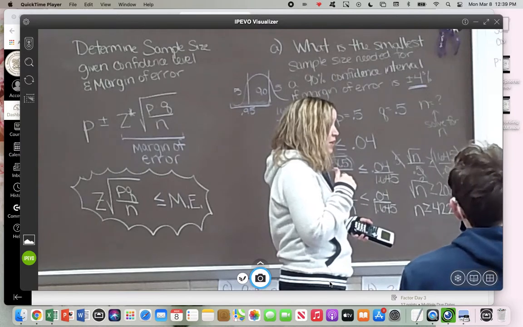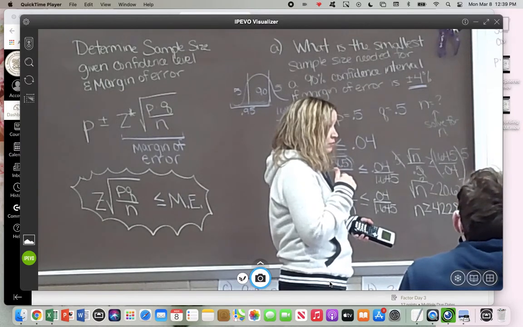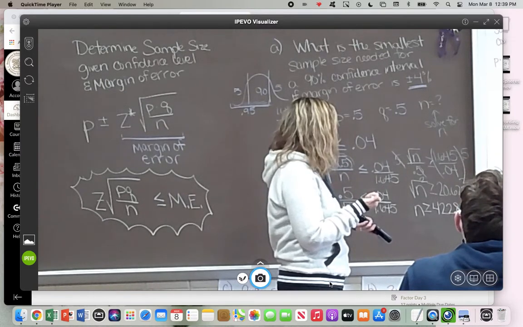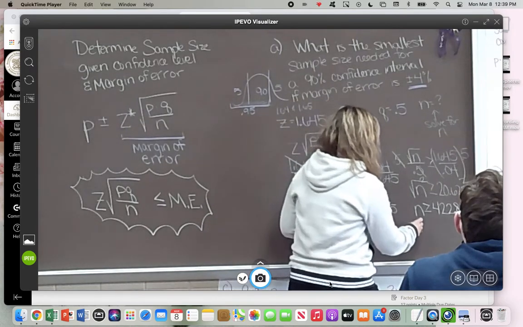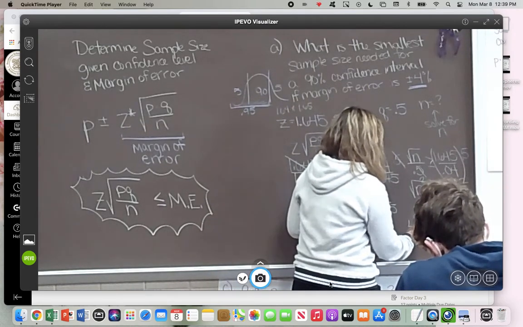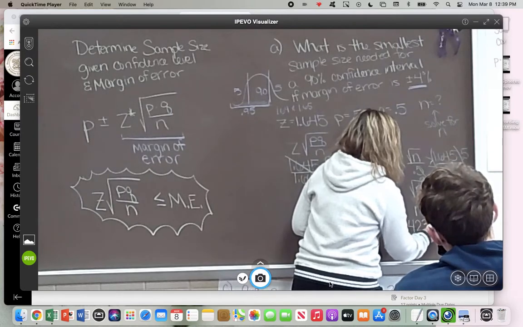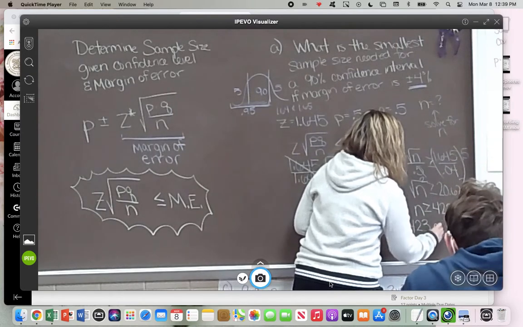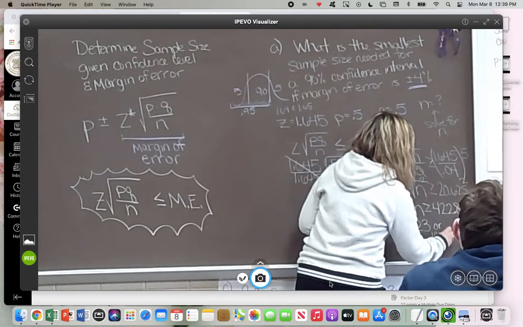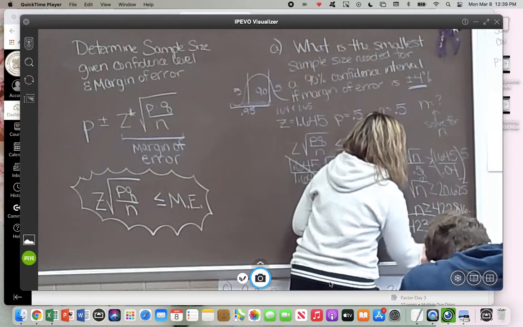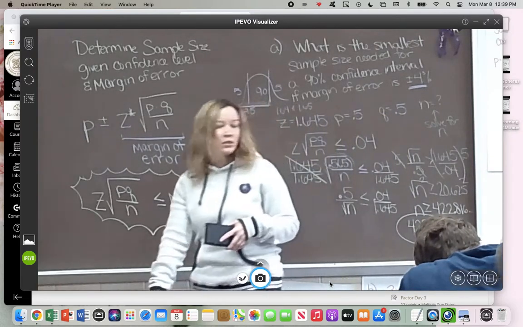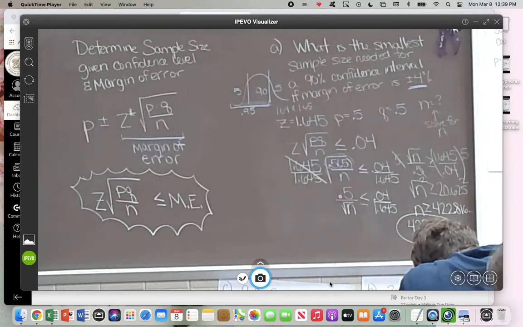So what's our smallest sample size? You say round it to the nearest whole number. What are we going to? Yeah, 423 or larger, but 423 is the smallest sample size. If we had a sample size smaller than 423, it would make our margin of error too big.